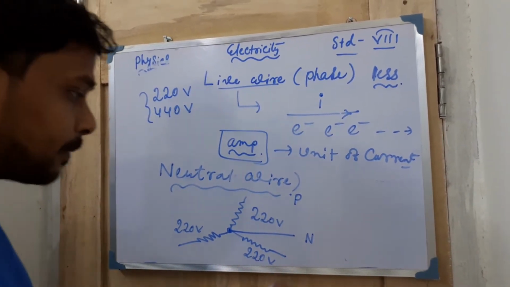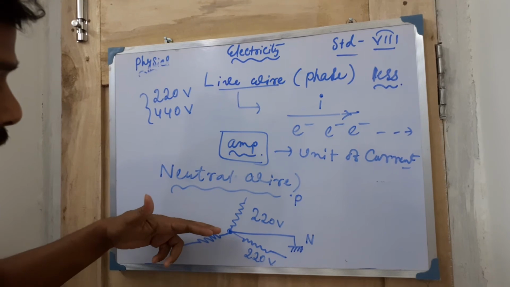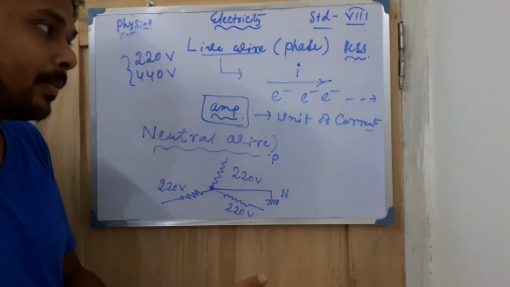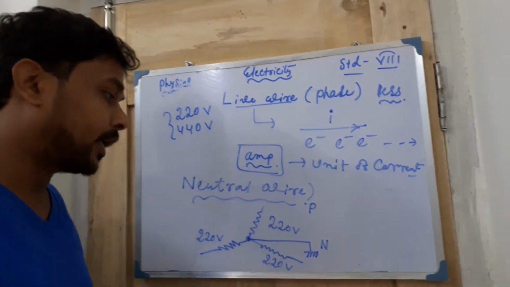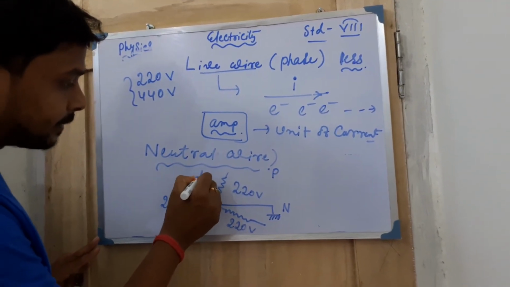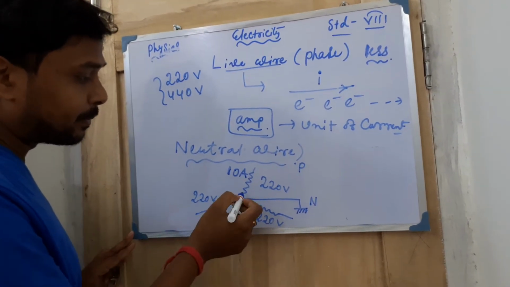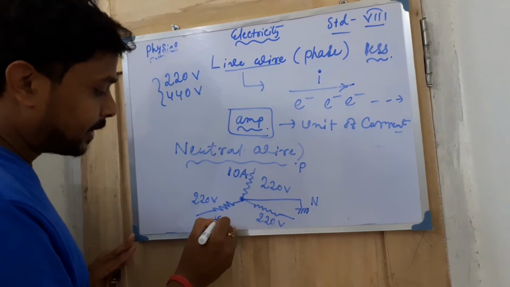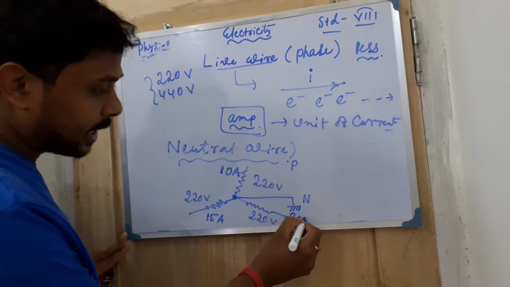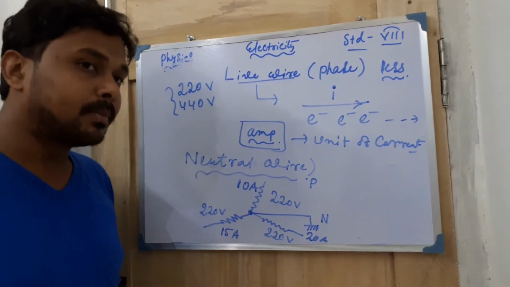Now this neutral is always grounded in case of the transformer, and from this portion one wire will come to our home appliances also, that is also the neutral point. So what is the actual function of that one? Suppose in this side 10 ampere, A is the unit of current, that is ampere. 10 ampere current is here, maybe 15 ampere current is here, and maybe in this portion 20 ampere current is present. So can you tell, is this all in balanced condition?